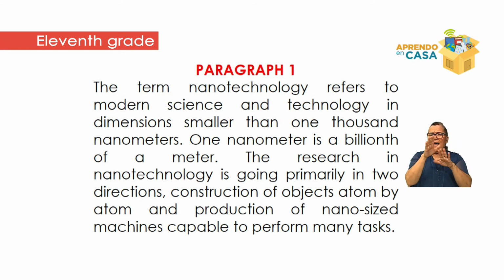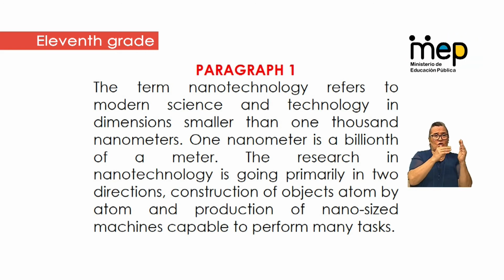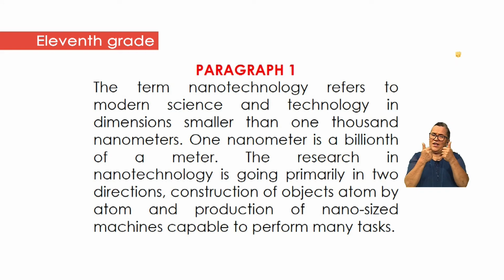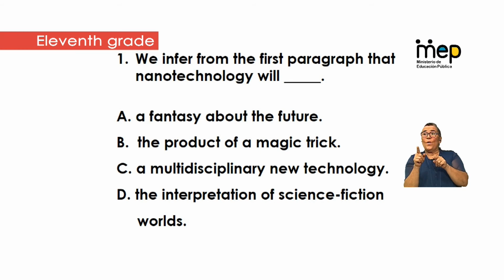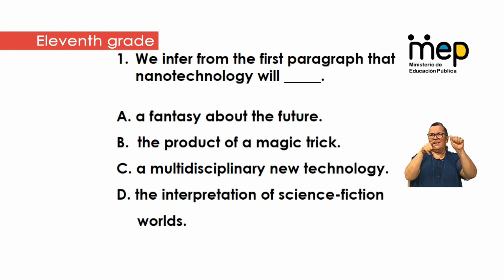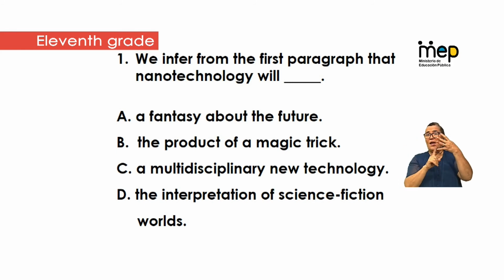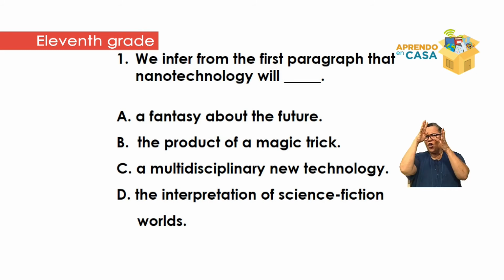1 nanometer is a billionth of a meter. The research in nanotechnology is going primarily in 2 directions: construction of objects, atom by atom, and production of nano-sized machines capable of performing many tasks. Wow, okay, let's go to the question. We infer from the first paragraph that nanotechnology will, A, be a fantasy about the future. B, the product of a magic trick. C, be a multidisciplinary new technology, or D, the interpretation of science fiction. Let's go to number 2.